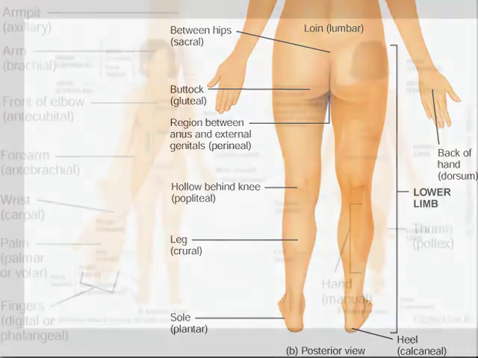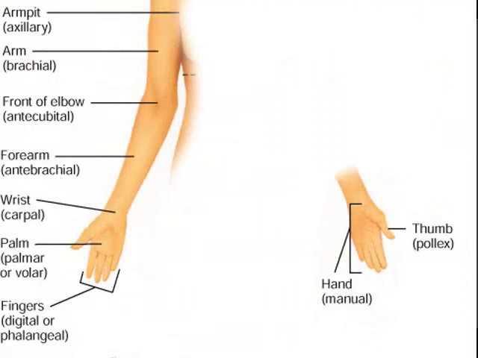Let's finish up with the upper extremity. First of all, we've got our armpit, which is the axillary area. Sometimes when a woman has breast cancer, they remove lymph nodes where the cancer may have progressed to, and they'll call these the axillary lymph nodes when they clear out into the armpit. So that's the axillary region.